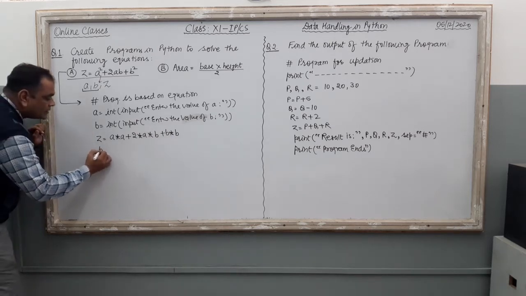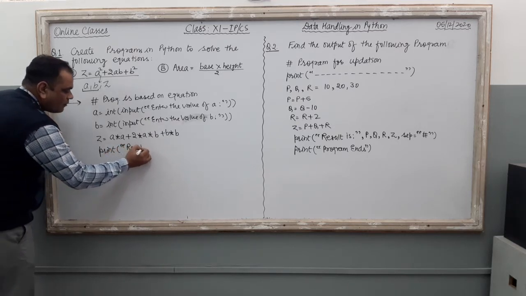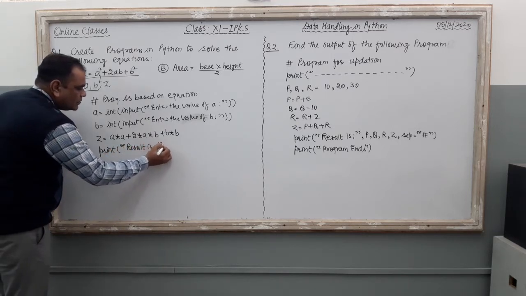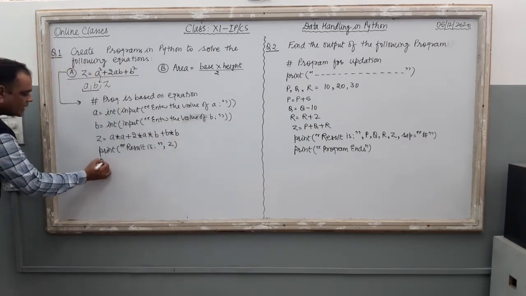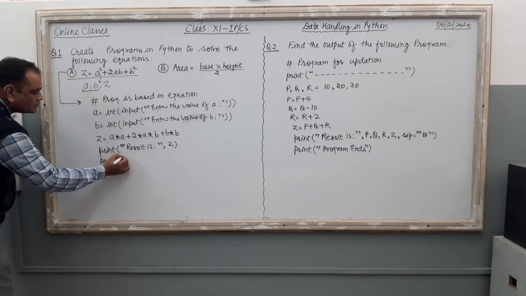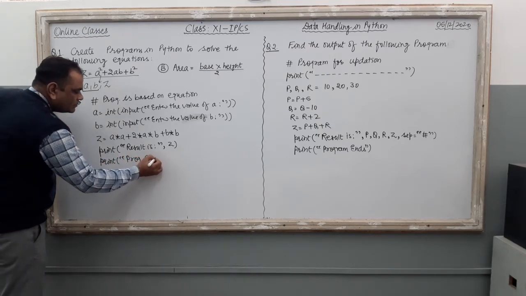For that the command is print, result is, and then here just show the value of Z. Then again in the next line just write this print, program completed.